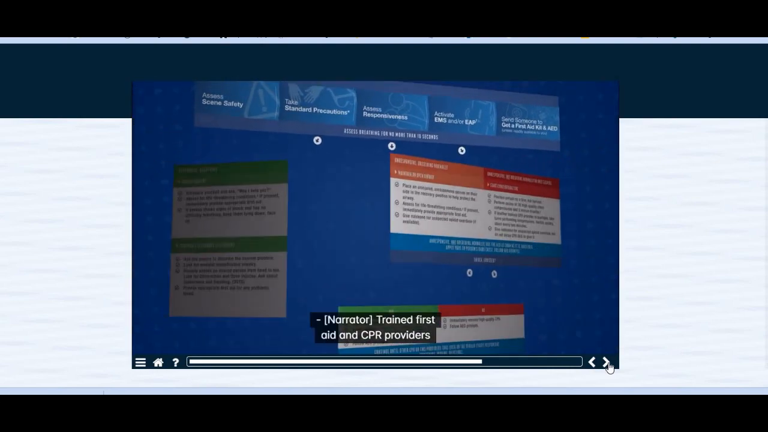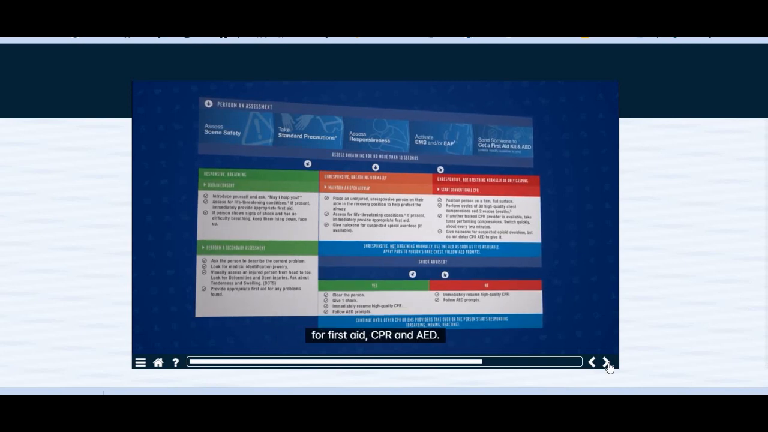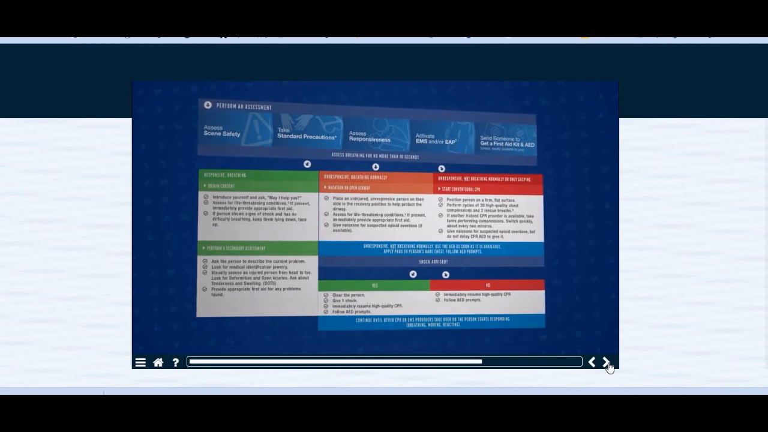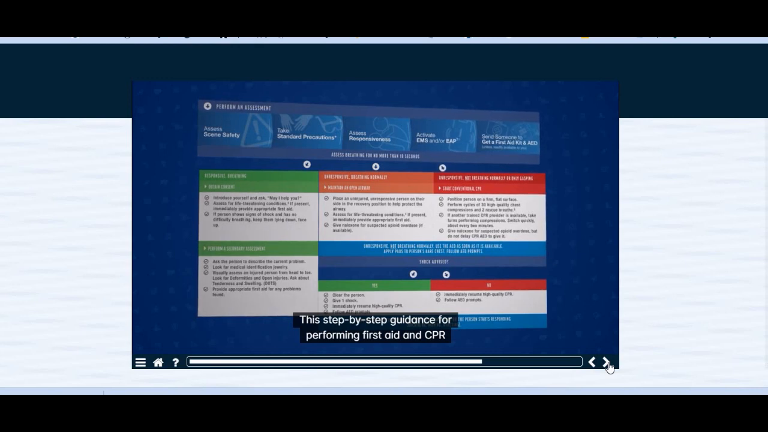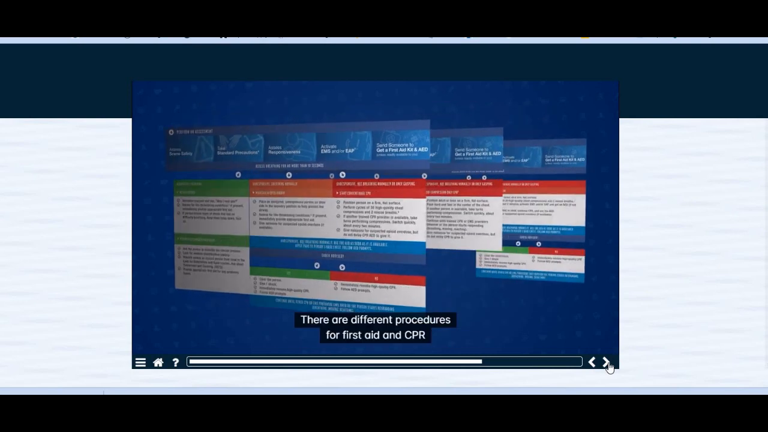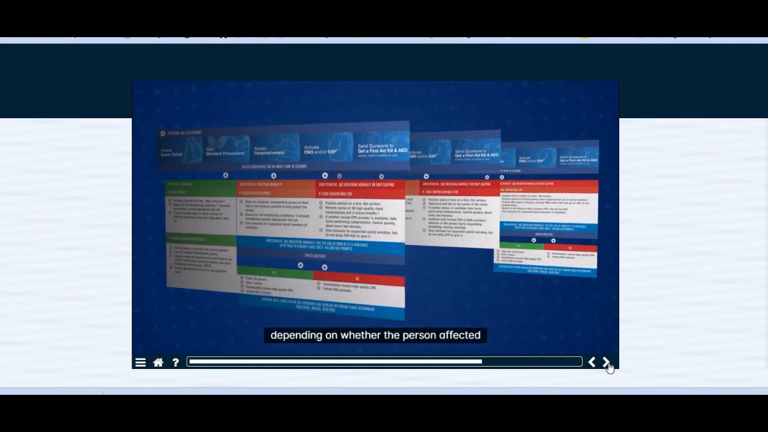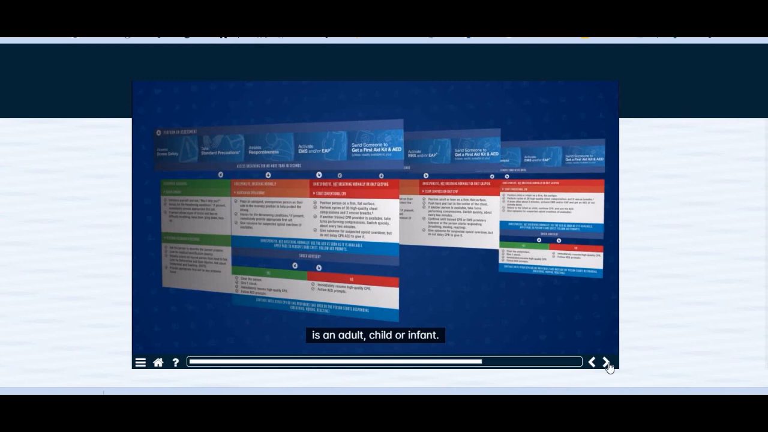Trained first aid and CPR providers should follow established procedures for first aid, CPR, and AED. This step-by-step guidance for performing first aid and CPR is based on scientific evidence, national guidelines, and the consensus of experts. There are different procedures for first aid and CPR depending on whether the person affected is an adult, child, or infant.